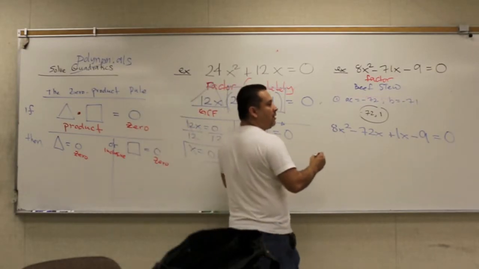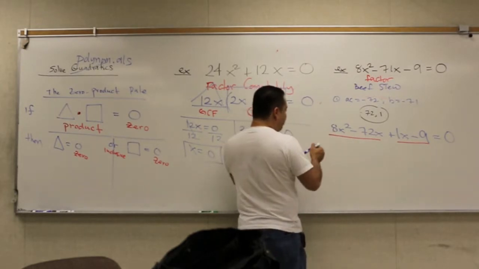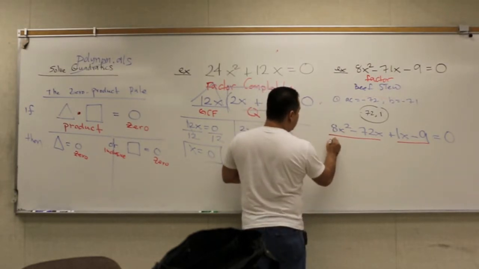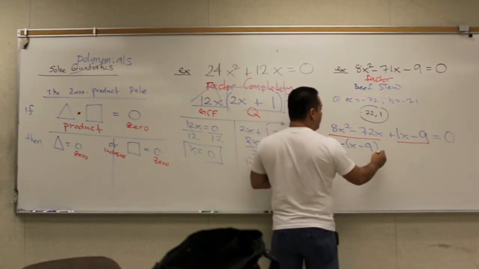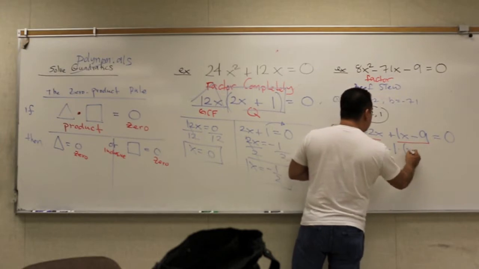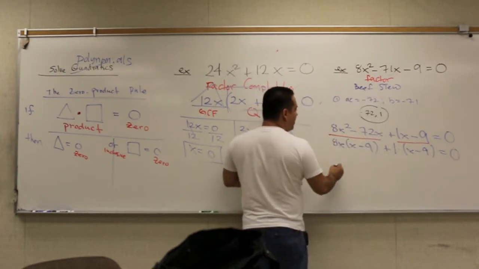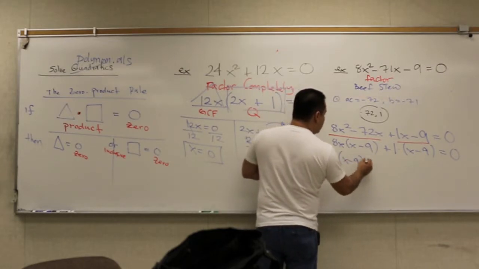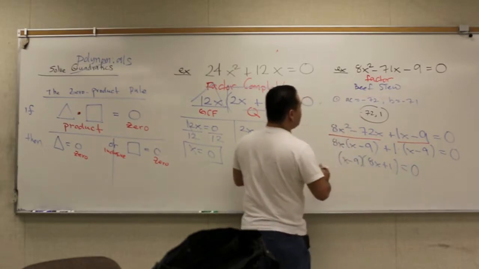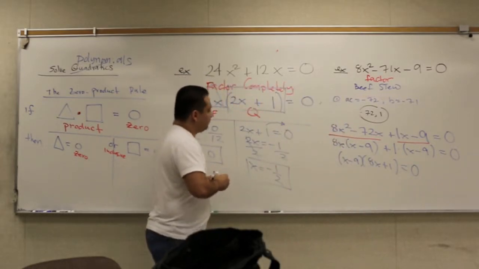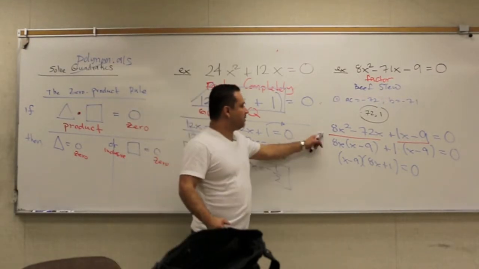Okay. What comes next now? Factor by grouping. Take out the greatest common factor. 8x. Quotient is x minus 9. Is that right? Plus 1. Quotient is x minus 9. That is 0. We factored by grouping. And then notice x minus 9 and then what? 8x plus 1. That equals 0. Okay, you okay with this so far? Everybody okay with this recipe?